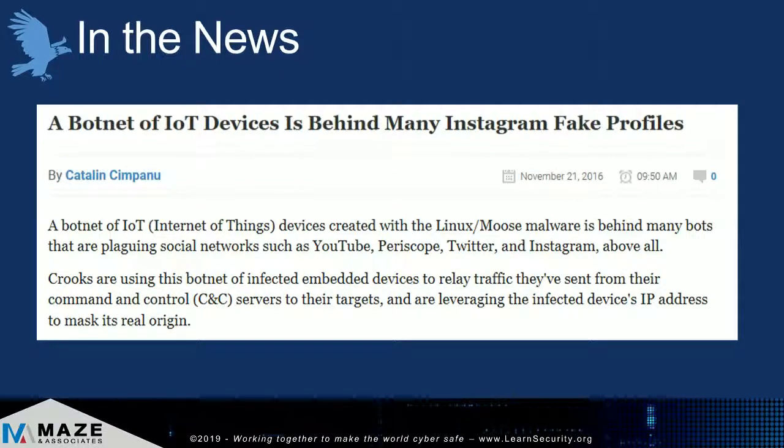And a big one is cameras. Security cameras seem to always be among the botnet hacked devices.